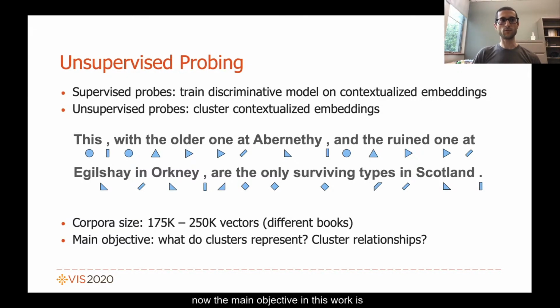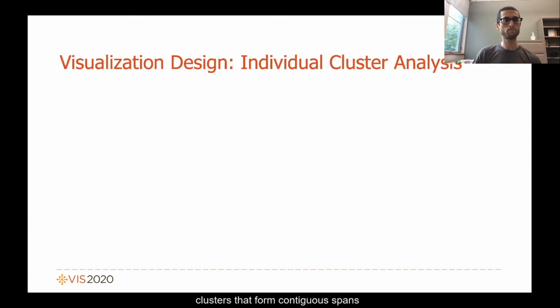Now, the main objective in this work is to help users understand what clusters represent and relationships between clusters. We think of individual clusters as classes, but we don't know the meaning of the classes. So in the example above, for instance, we can identify named entities, specifically locations, while we can also see words grouped into phrases based on clusters that form contiguous spans.